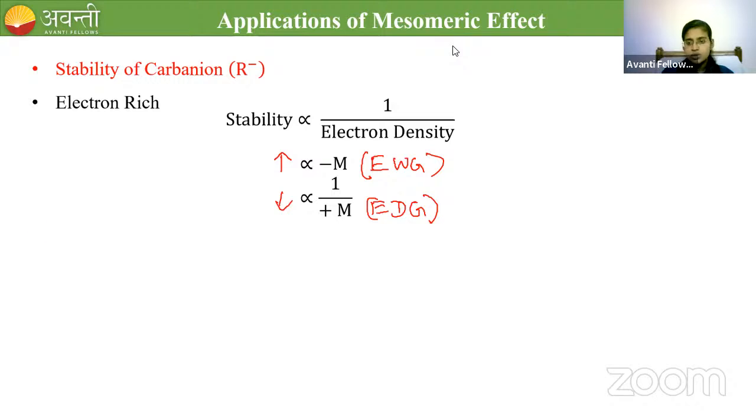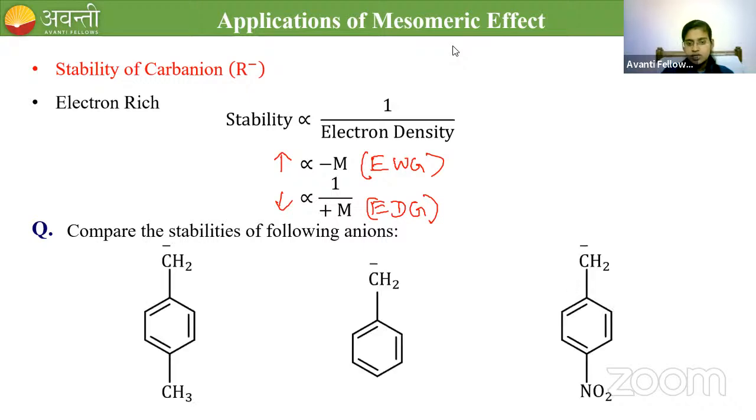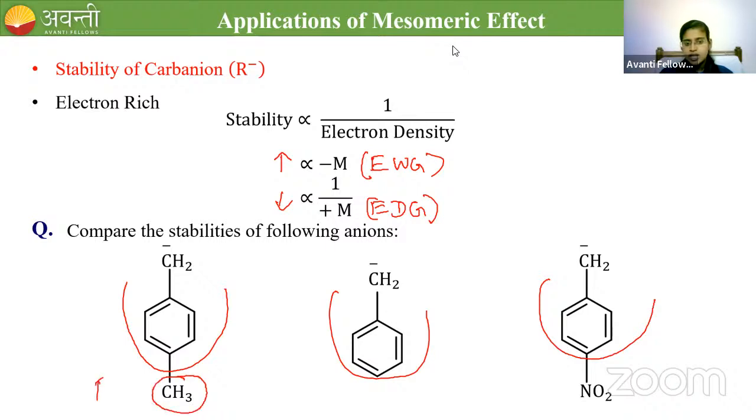I will give you one question so that you can understand. Compare the stability of the following anions. There are 3 carbanions. For all the 3 carbanions, this part up to this part is the same. So what is the only change? In the first molecule, I have a CH3 group attached. CH3 group is an electron donating group, right? And here I don't have any groups, I have only hydrogen attached to this ring. And here I have an NO2 group. NO2 group is an electron withdrawing group.